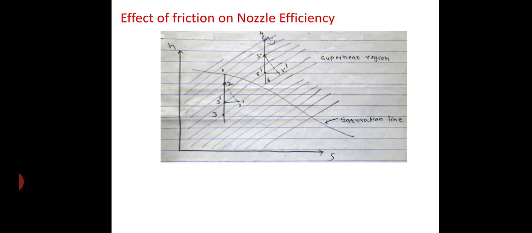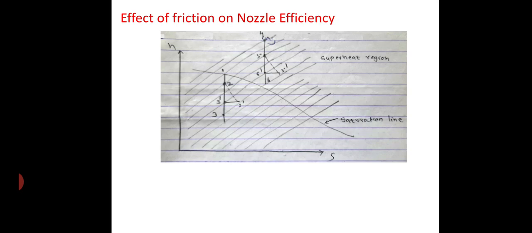See, point 1 represents the initial condition of steam. If the friction is neglected, the expansion of steam from entry to throat is represented by vertical line 1 to 2, and from there to the exit by 2 to 3. Now if the friction were taken into account, the heat drop would have been somewhat less than 1 to 3. Expansion with the friction is expressed by 2 to 2 dash.